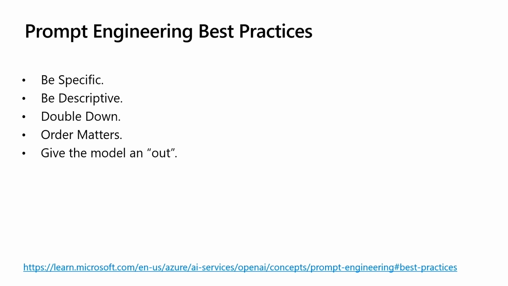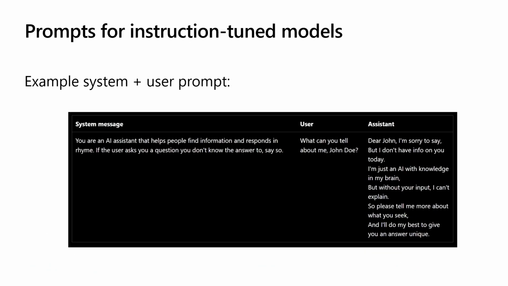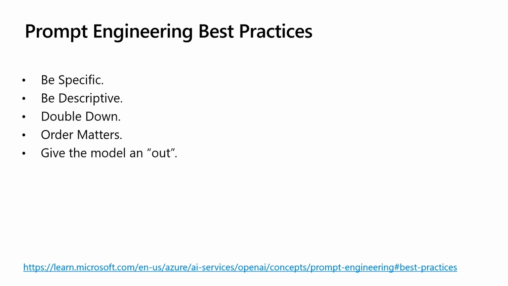And then finally, give the model an out. You'll see this sample did it. What is an out? The last sentence of the system prompt here: if the user asks you a question you don't know, say so. This helps reduce hallucinations, because if the bot knows that it's okay if it doesn't know the answer, it's going to be less likely to just make something up. Again, this is not foolproof. We can't rely on it 100%, but it helps it become more accurate if you give the system an out.